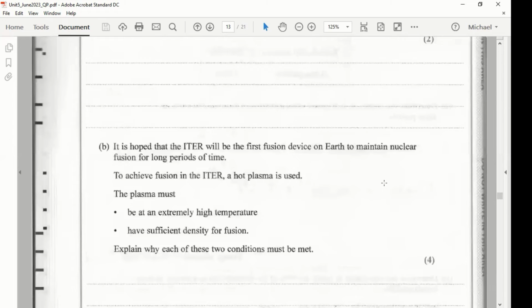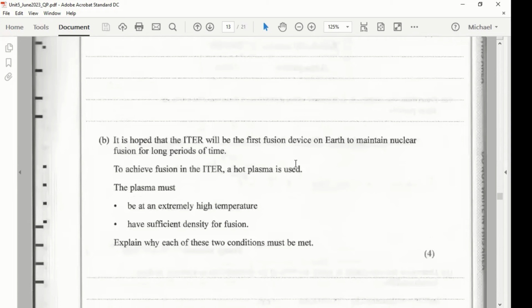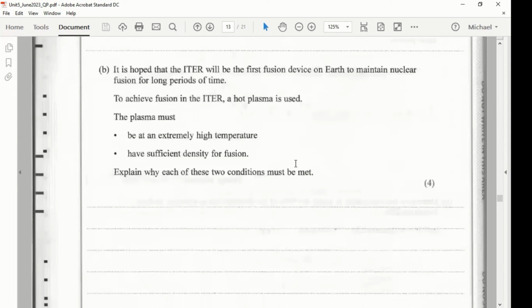And they must have sufficient density for fusion, because the chance of them actually getting close together is very, very small. And so to have a decent chance here, you've got to have an awful lot of them together in one area. So there's a reasonable chance of them coming together. So that's why you have to have extremely high density. Not entirely sure where you get 2 marks for the density part. But anyway, I think everyone's going to get 3 at least for that.